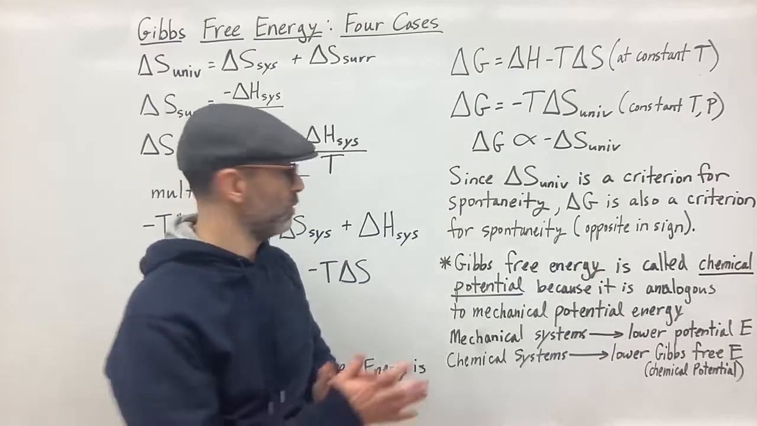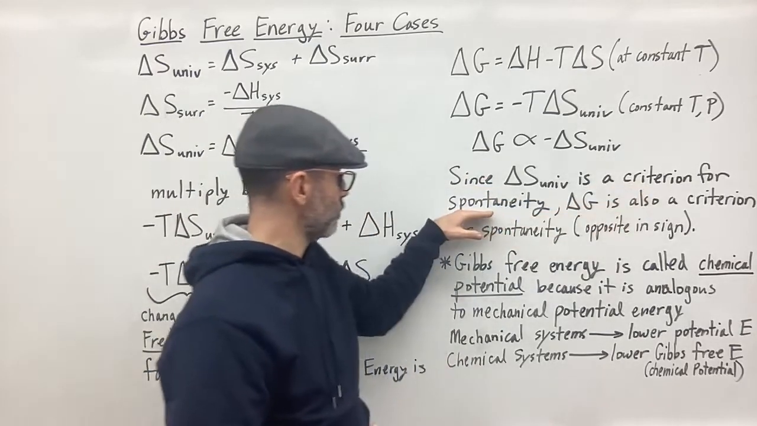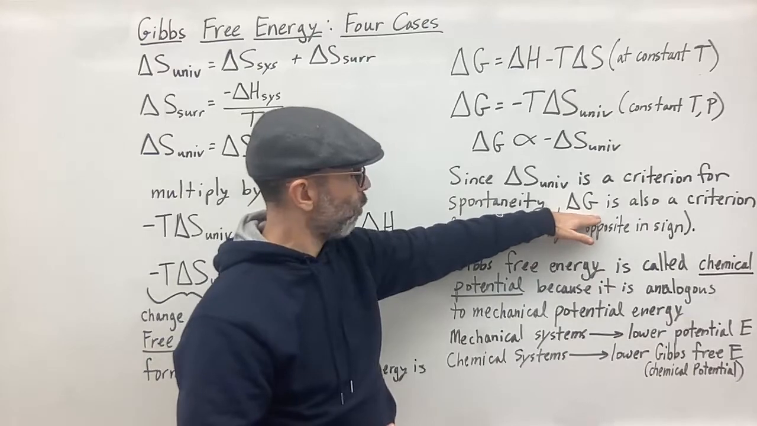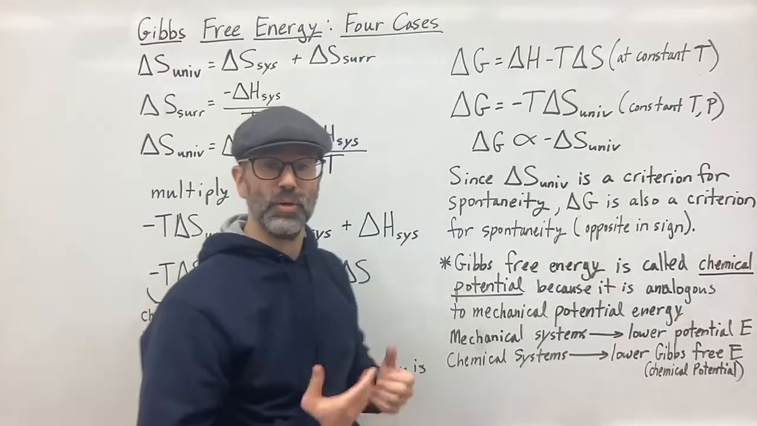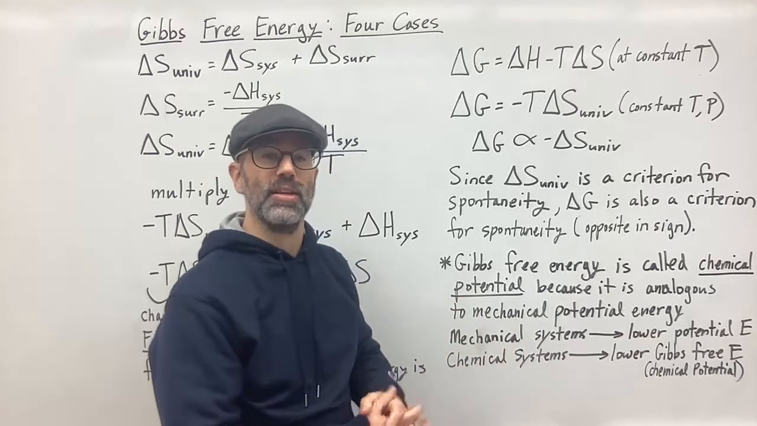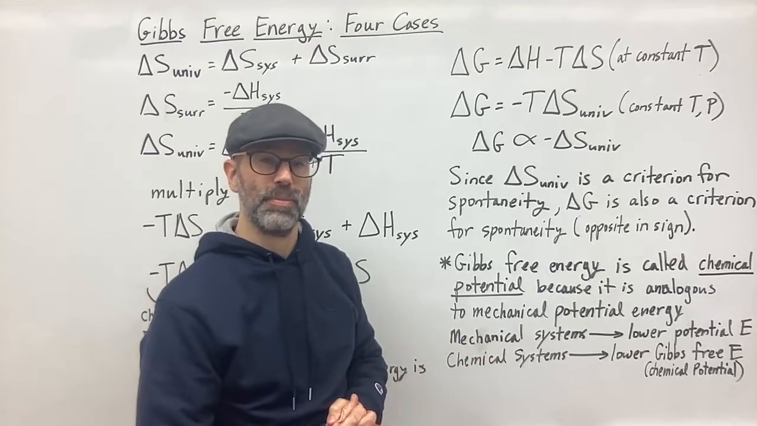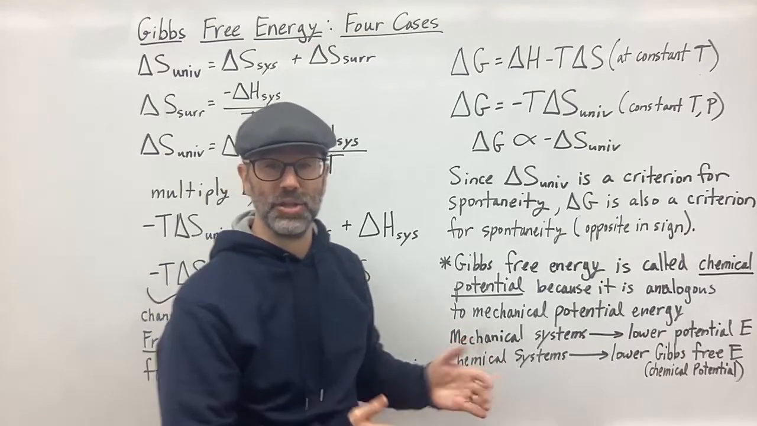And this is important because since the change in the entropy of the universe is a criterion for spontaneity, therefore delta G is also a criterion for spontaneity. So if we can measure the change in Gibbs free energy, then we can use that to determine whether the process is going to be spontaneous or not.